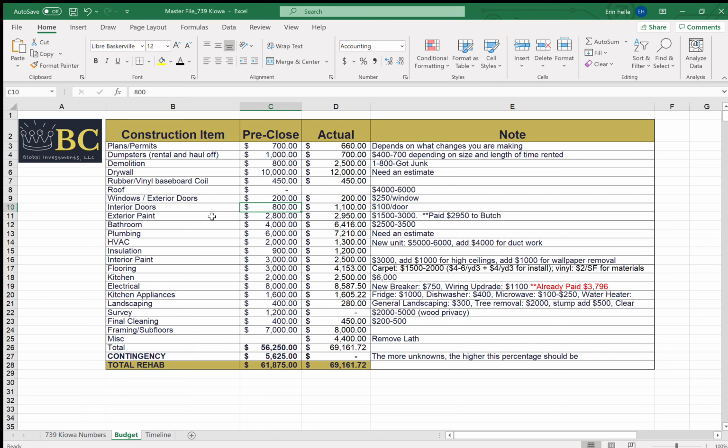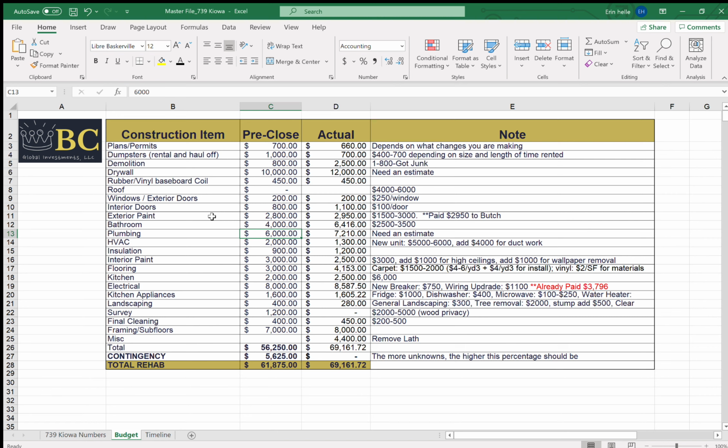Interior doors, we anticipated $800. We had 8 doors to replace, which normally are about $100 a piece, but because of COVID, the price of lumber has gone way up. So we ended up paying $1,100 for all the interior doors. We initially got a quote for exterior paint at $2,800. We had to glaze some of the windows on the outside, so we were at $2,950 on that, so $150 over. We thought bathroom finishes would be $4,000. They ended up coming in at $6,416, so we went way over budget on that.